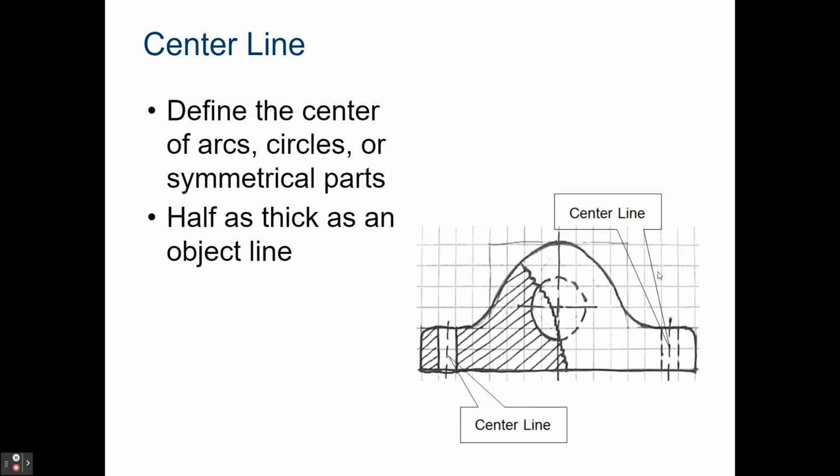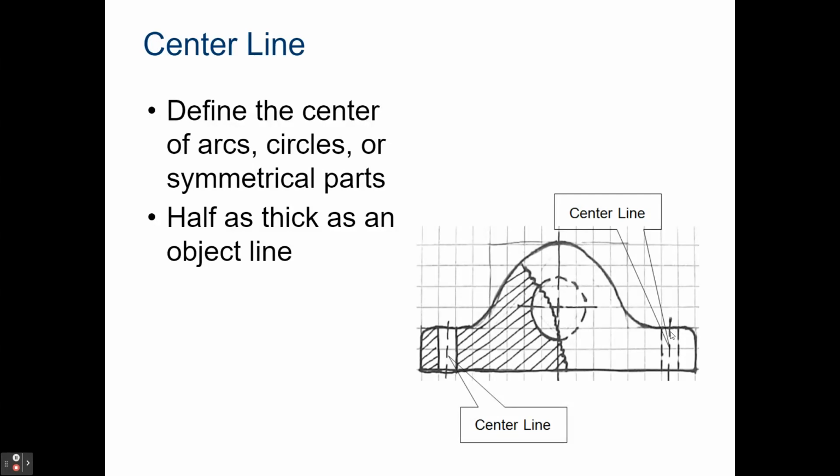Next one here is a center line. This will go with any kind of rounded object or hole or anything like that, but it helps define the center of arcs, circles, or even symmetrical parts, half as thick as an object line. So you try to draw them a little thinner than your object lines. And for the center line, the thing here is you'll have one dash right in the middle and then two longer dashes. It's not a hidden line with as many as you can fit in between the space, only 3 segments, one right in the middle, one on top, one on bottom.